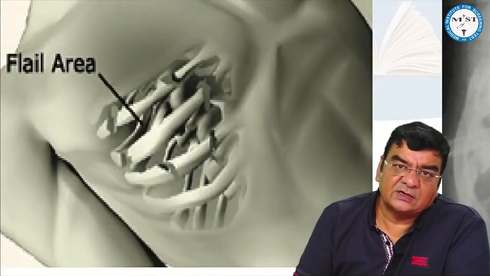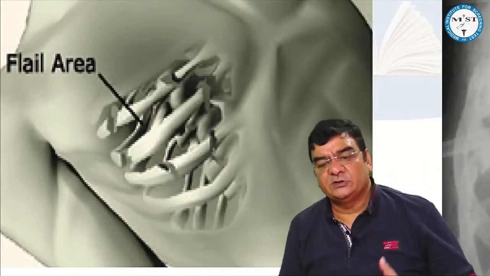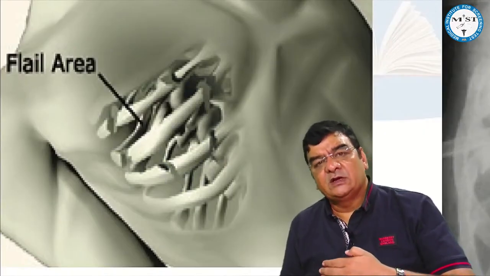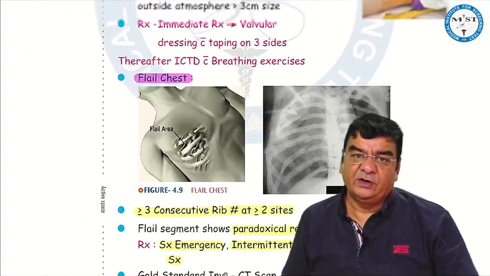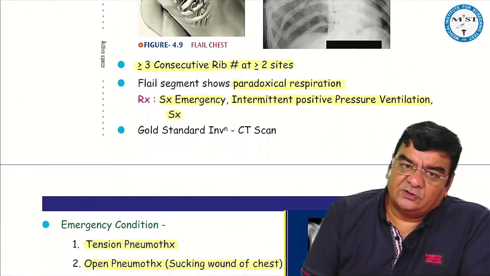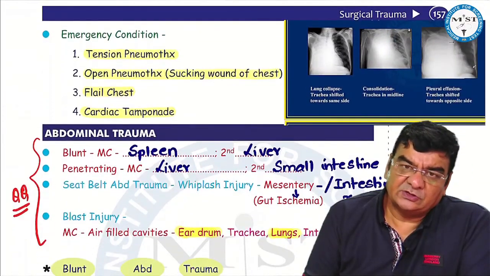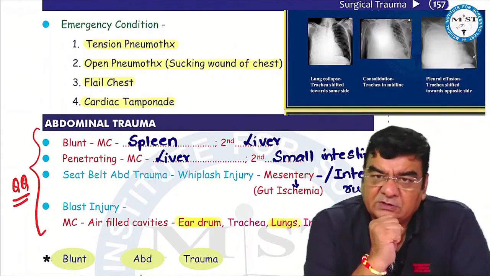So this is a dire surgical emergency where we can give intermittent positive pressure ventilation so that when the lung is moving out, the rib flail segment is also moving out. However, immediate surgery will be required. Gold standard investigation in trauma situations is a CT scan. The various emergency conditions in chest trauma like tension pneumothorax, open pneumothorax or sucking wound of the chest, flail chest and cardiac tamponade.